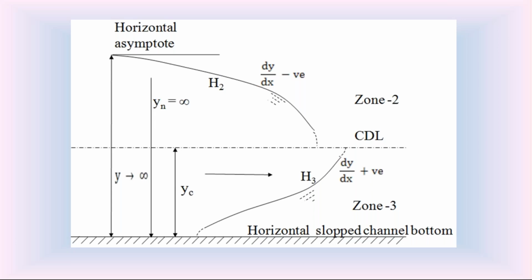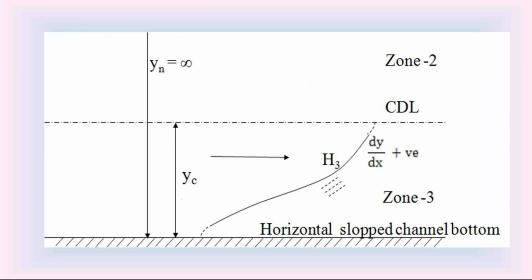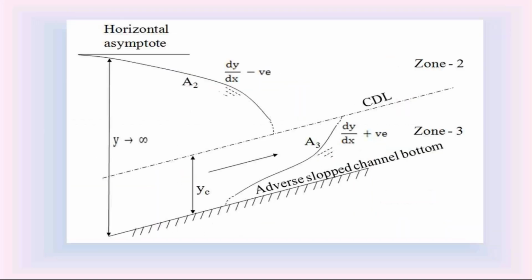H2 is a drawdown curve because it is a falling water surface profile. H3 is a rising water surface profile, backwater curve. So here H2 is a drawdown curve and H3 is a backwater curve. Then the last one is the adverse slope channel. In the adverse slope channel, we have two water surface profiles, A2 and A3. A2 is a drawdown curve because it is a falling water surface profile. A3 is a backwater curve because it is a rising water surface profile.